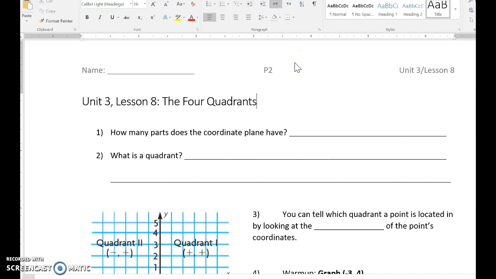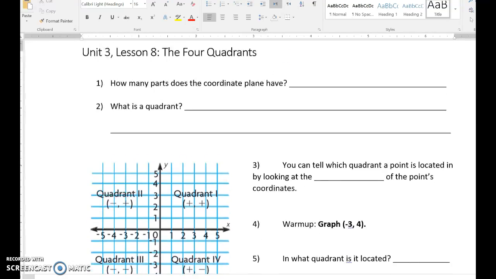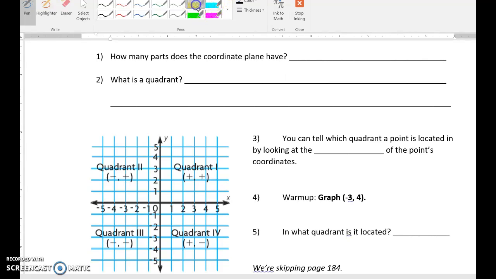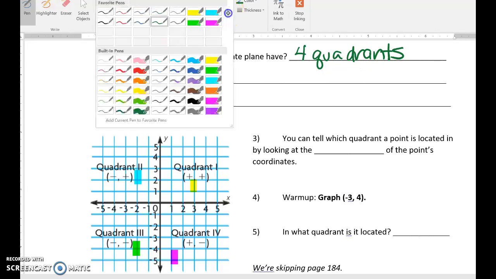Okay, how many parts does the coordinate plane have? Well, let's just take a quick look at that. The simple answer is actually 4. There's a slightly more sophisticated answer, but the simple answer is that there are 4 quadrants. 1, 2, 3, 4. However, the one thing that you do want to be aware of is that not every place is exactly in a quadrant.